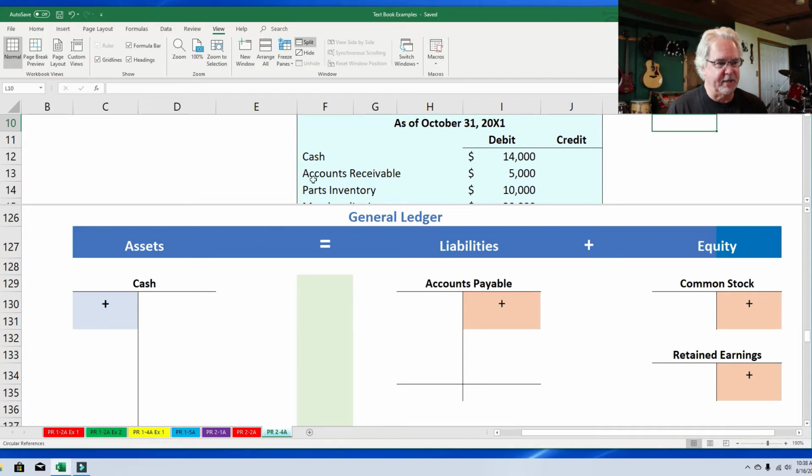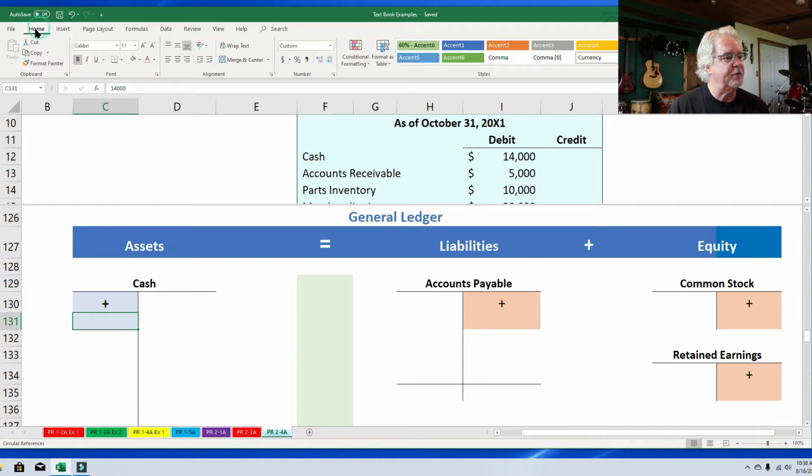So here's how you do it. Cash is on the left-hand side, and I don't know if you remember this, but the word debit simply means left. It does not mean add, does not mean subtract, it just means left. So put that $14,000 right here under cash, just like that. So I've got it on the left-hand side.